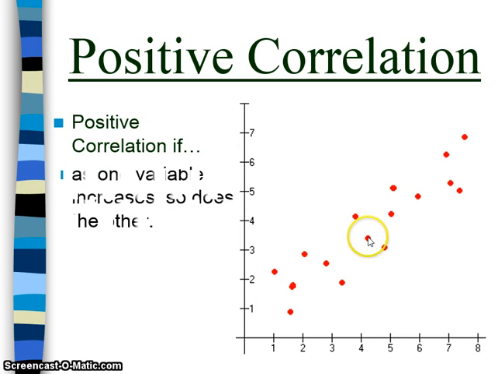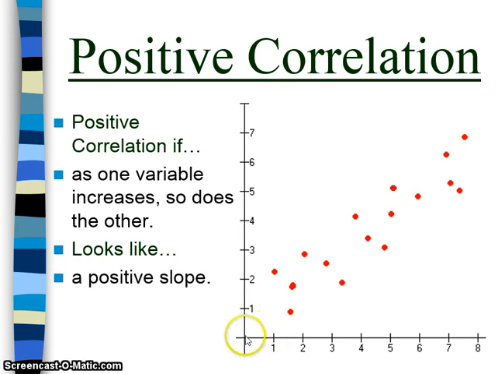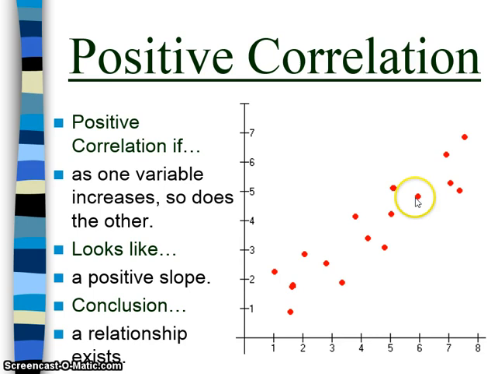A positive correlation is as one increases, the other increases as well. It looks like a positive slope. It looks like the dots are going upward. And the conclusion is that a relationship exists. These 2 are positively linked together. So for example, the more you study, the higher your test score will be. The more you practice, the better you'll get. They both go up together.